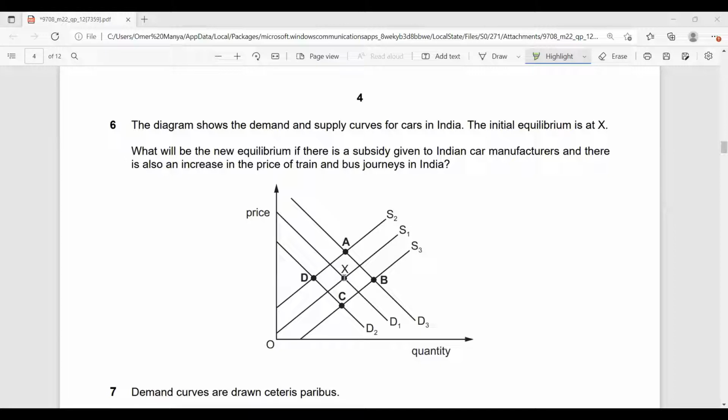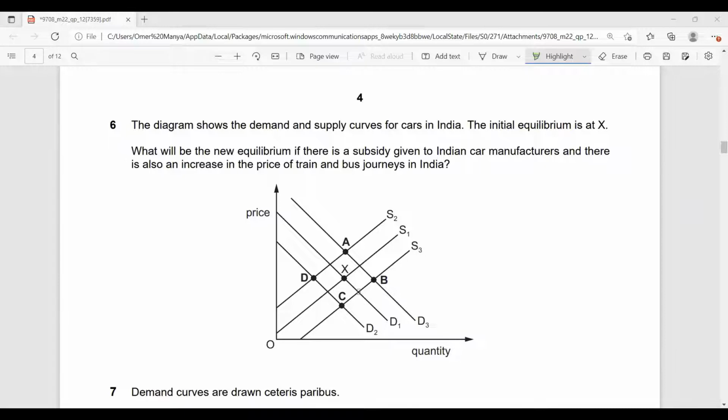The first information that has been given is that there has been a subsidy given to car manufacturers. A subsidy is a grant provided by the government. Its aim is to lower the cost of production. And when the cost of production decreases, the supply increases. So from S1, we will now be moving to S3 because now the cost of production has fallen and the supply curve has shifted to the right. So we find ourselves at this point.